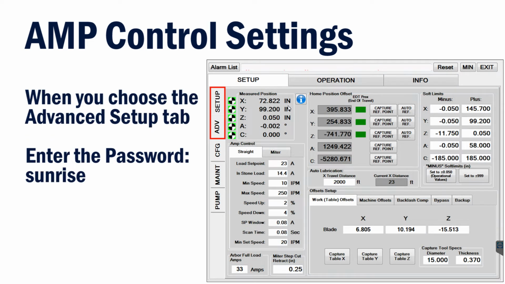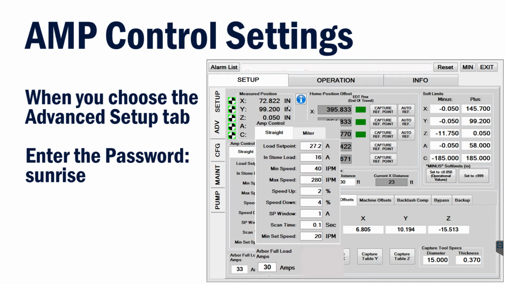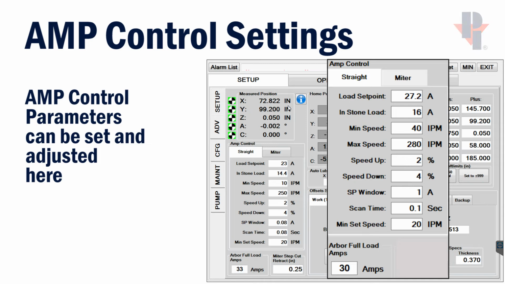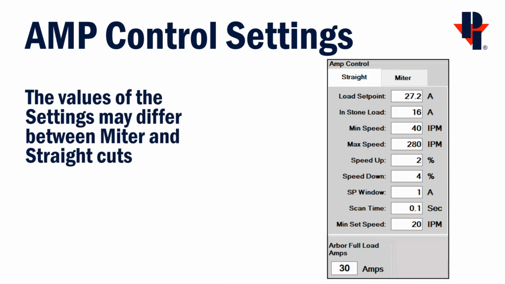When you choose the Advanced Setup tab, you will be asked for a password, which is Sunrise. Type it in and click OK. Here, you can change or adjust any of the amp control settings. The setting types are the same between the miter and non-miter cuts, though they may have different values.